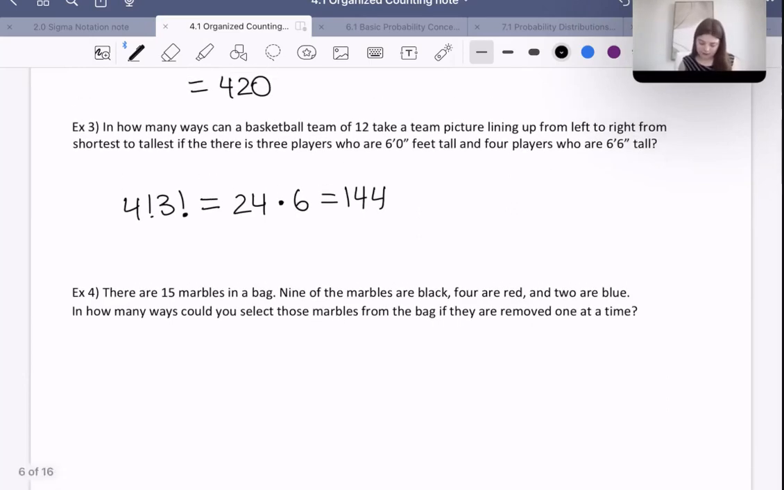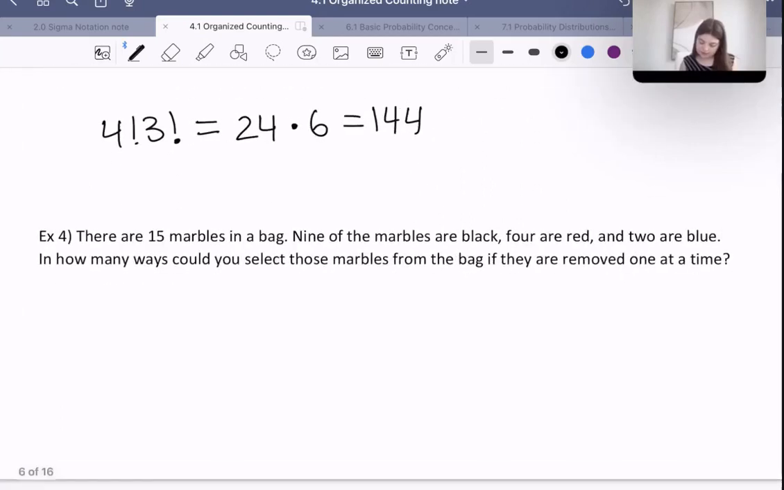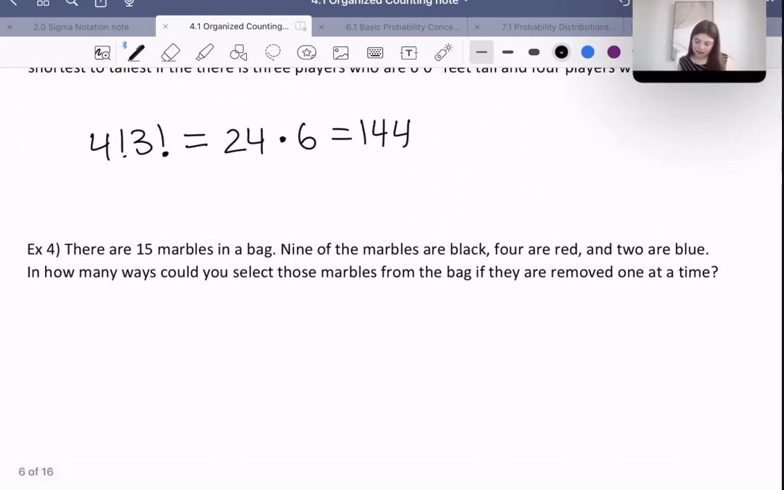All right, example 4 says there are 15 marbles in a bag. 9 of the marbles are black, 4 are red, and 2 are blue. In how many ways could you select those marbles from the bag if they are removed one at a time? So basically, how many ways could we order these 15 marbles in? Well, let's think about that. So overall, if we had just 15 marbles in a bag and we're pulling them out and putting them in a certain order, if they were all different colors, there would be how many ways? There would be 15 factorial ways.